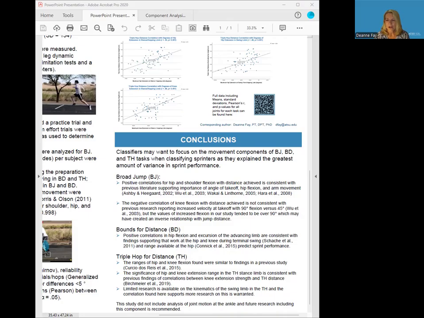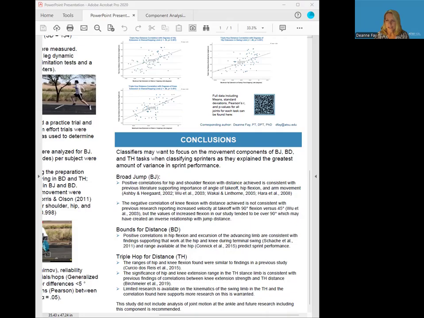So to summarize what those are for broad jump, hip flexion and shoulder flexion both had positive correlations, and this is also consistent with findings in the literature related to angle of takeoff and arm movement. The negative correlation with knee flexion was not necessarily consistent with previous literature, as that showed increased velocity at takeoff with 90 degrees versus 45. But our values that were relating to shorter distances were actually above 90. So classifiers might want to look at athletes that are not flexing enough or are flexing too much.